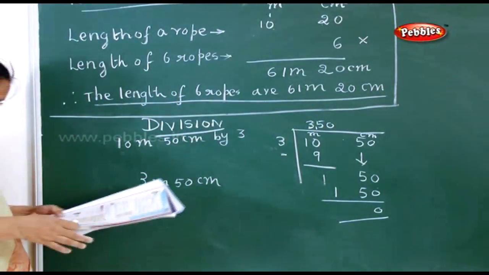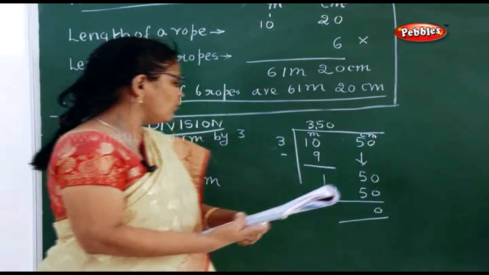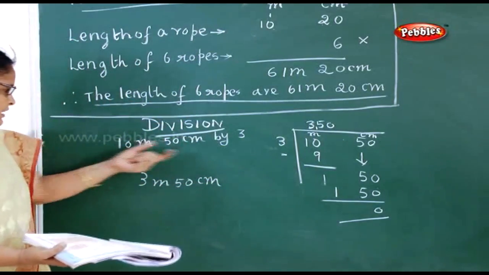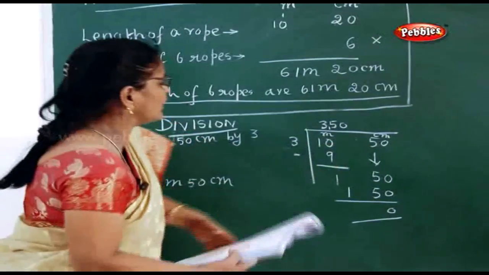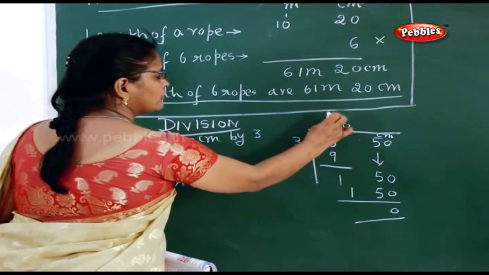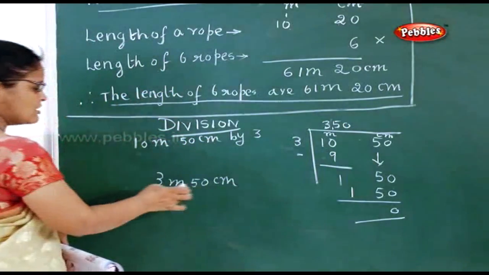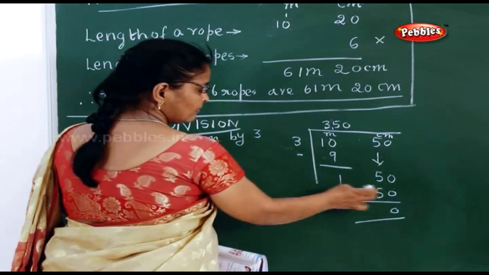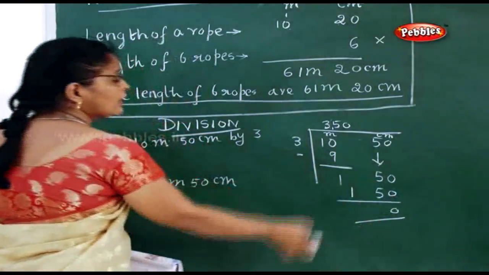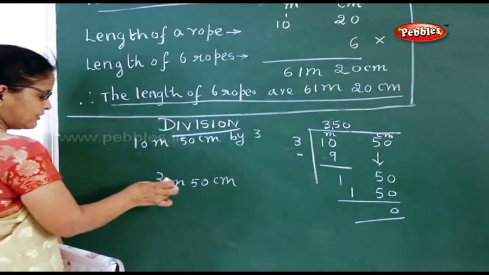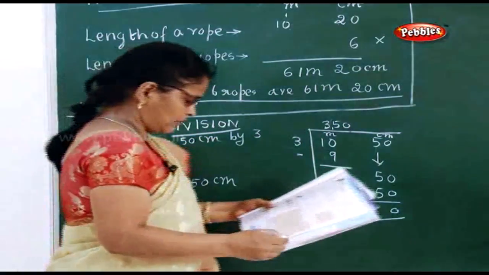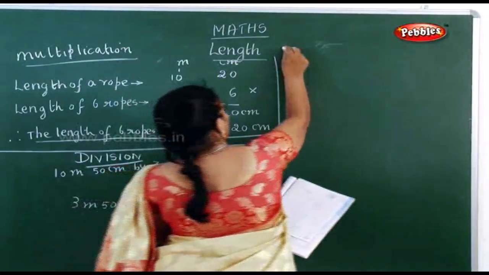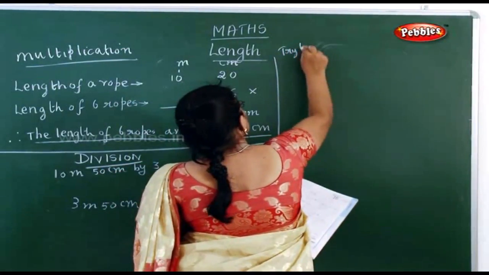So this is how you have to do your division. Now write this 10 meter and 50 here. For 10 you have divided, you got 3 here. So you are writing 3 meter, and this 50 you have divided, taking it with the 1 you are getting 150. So this is 50 centimeter. So you write 3 meter and 50 centimeter. See the next one, you try these, it is given in your book.